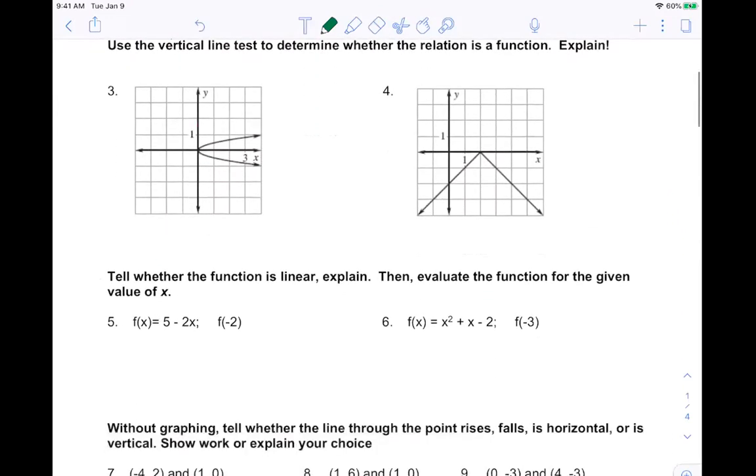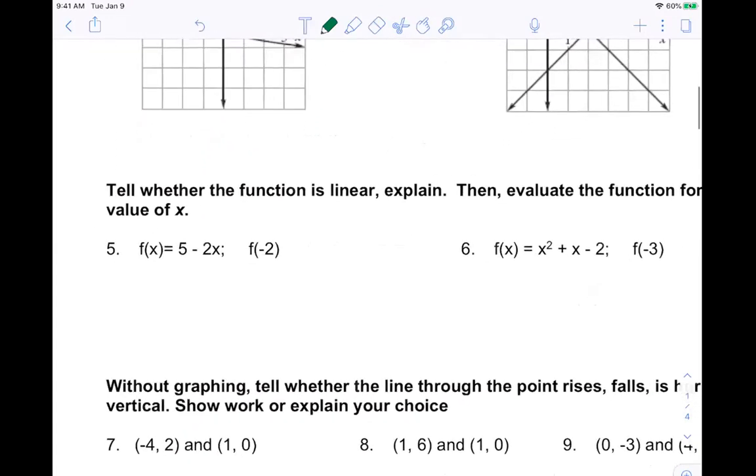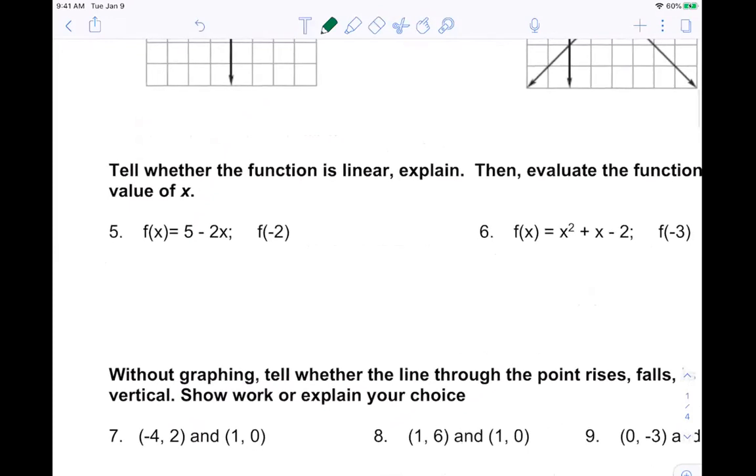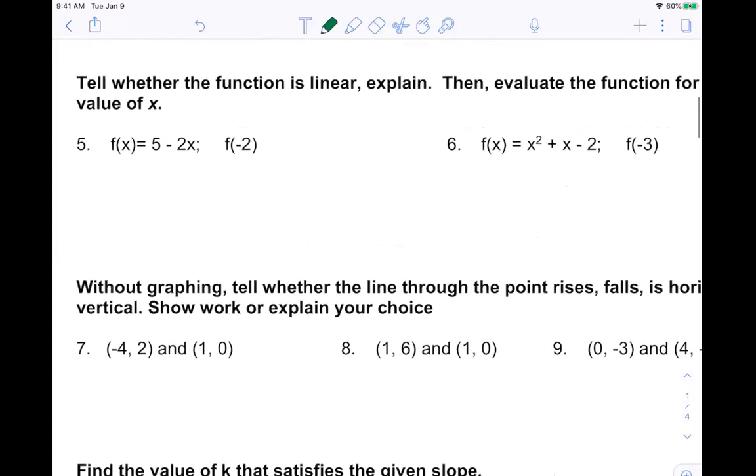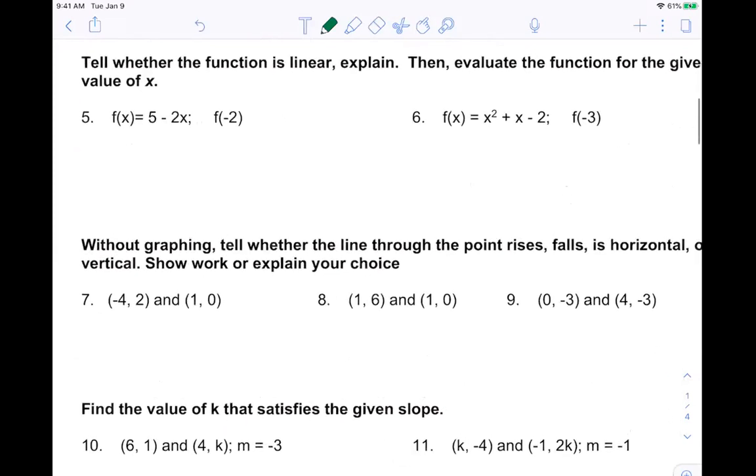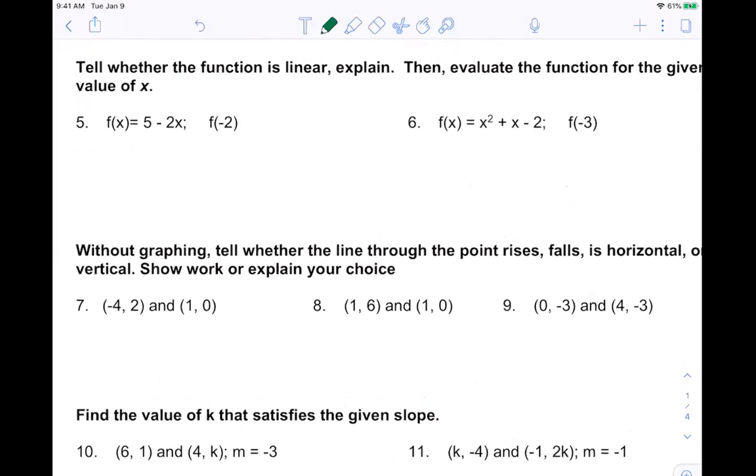So I'm not going to go over those. But I did want to talk about 5 and 6 because when we had this as a homework assignment, there were a lot of questions on these types of problems. So this says tell whether the function is linear. Of course, it says explain, and then evaluate the function for the given value of x. So we've talked about domain, range, function, and now we have this word linear, a linear function. So if we have a linear function, Julia, what would a linear function look like?